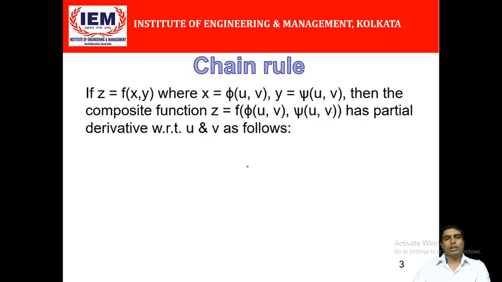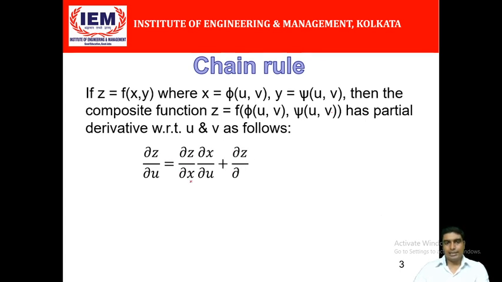Then we can find the partial derivative of z with respect to u and with respect to v in this way. See that del z del u equals del z del x into del x del u plus del z del y into del y del u. Okay, so let's understand how it is going on. So we want to find the partial derivative of z with respect to u, right? So this is the partial derivative of z with respect to u.